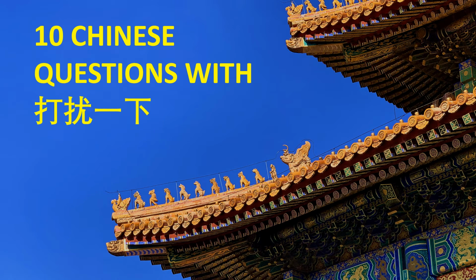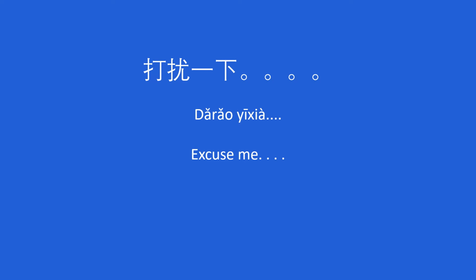Okay, so today we're going to take another look at 10 Chinese questions with 打扰一下 structure, okay? So basically, 打扰一下, 打 and 扰, together they mean like, excuse me, can I disturb you? Because da means kind of like to hit, and this rao actually means like to disturb. Then they have 一下. 一下 means like a little bit. 打扰一下. Excuse me.